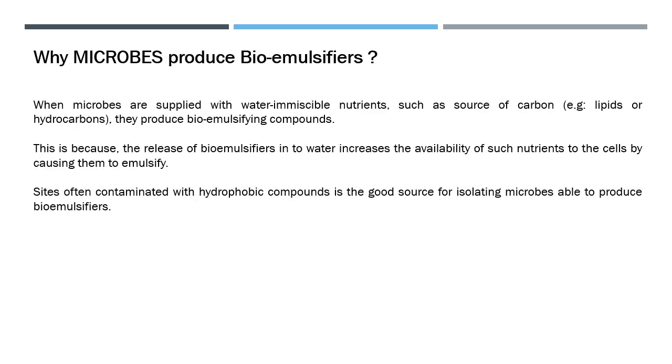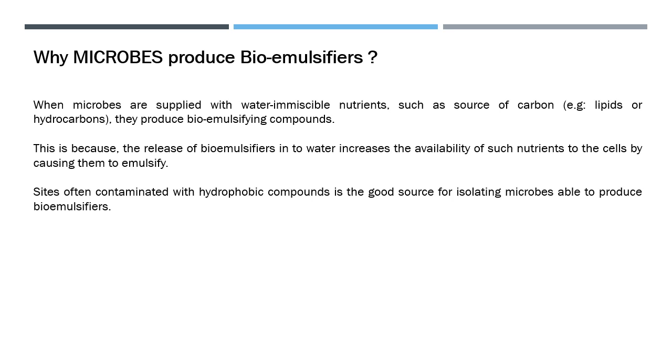So why do these microbes produce bioemulsifiers? When some microbes are supplied with water immiscible nutrients, immiscible means those are not soluble, or those will not make a homogeneous mixture in water. So when those kinds of nutrients are supplied, and if they act as a source of carbon, for example lipids and hydrocarbons, then these microbes start consuming those carbon sources and they start producing bioemulsifying compounds for getting access to those carbon sources, right?